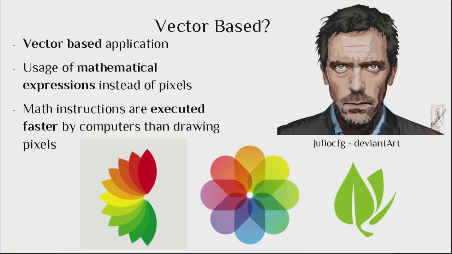As I've already said, math instructions are executed faster by computers than drawing pixels. So that is why Illustrator is faster. As you can see below, we have several designs, and all of these, when represented as mathematical expressions, can be drawn and redrawn again and again faster than what you would see in pixel filling.